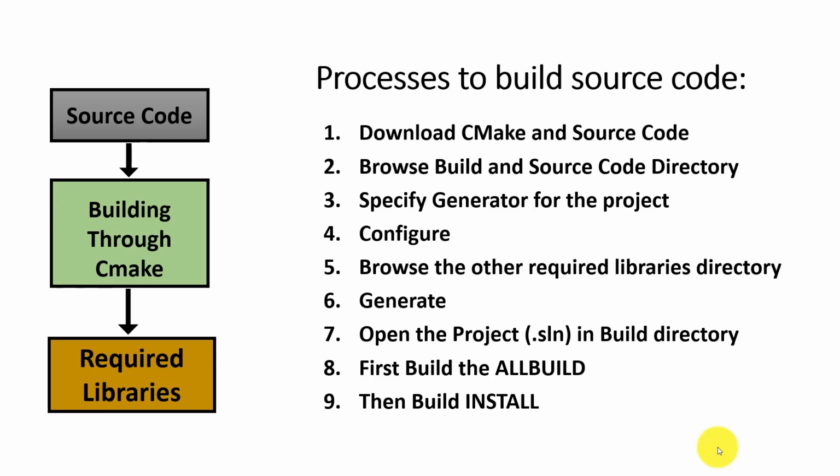So after downloading the CMake and source code, we need to browse the build and source code directory. And then we have to specify the generator for the project. I'm going to use Microsoft Visual Studio 2010 as a generator in this video. Then we have to configure it, and then if you want to link other libraries to this project, you can link them by browsing their directory, and then we will generate the project. Then we have to open the project in Visual Studio, which will be in the build directory, and then we have to build ALL_BUILD first and then build INSTALL. So this is the whole process. So let's see it practically.